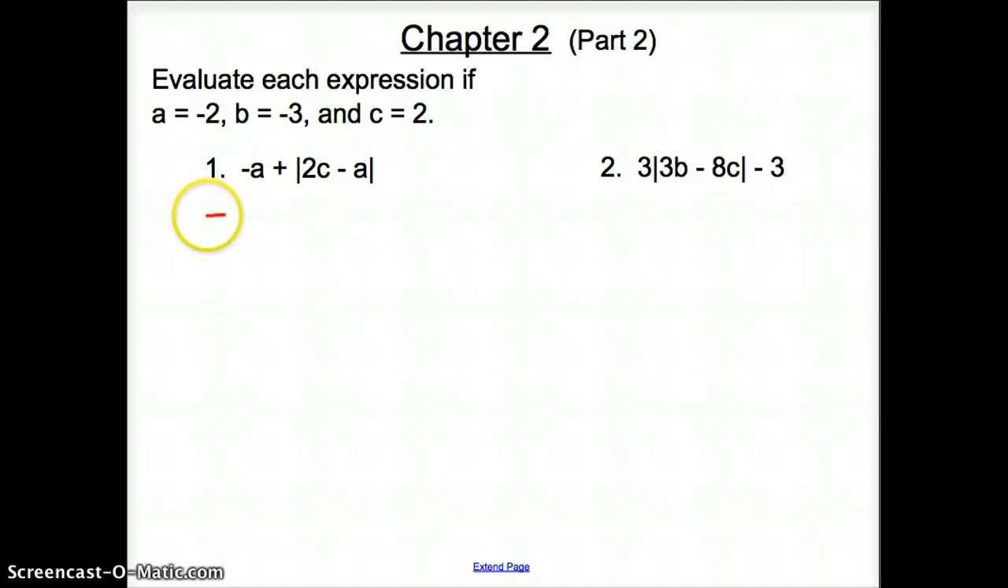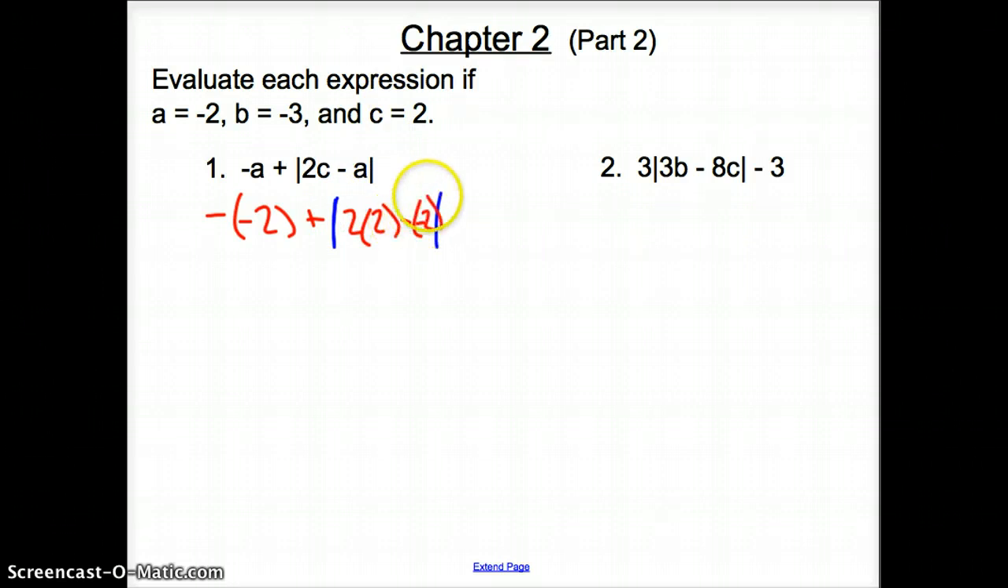We have a negative, and now that negative, be careful, is from the equation. And now a is -2 plus, and now here is the absolute value sign, right? These are absolute values. Then 2 is from the equation. C is times 2, and then minus a -2 again. So let's clean this up a little bit. Negative and a negative make a positive, plus the absolute value. 2 times 2 is 4. Now two negatives again make a positive, so it's +2. Finish off the absolute value.